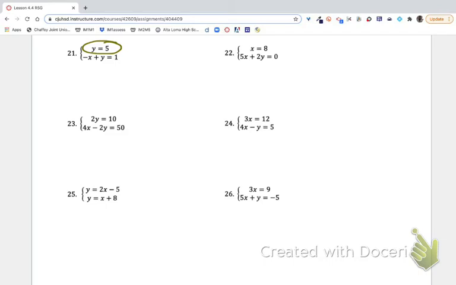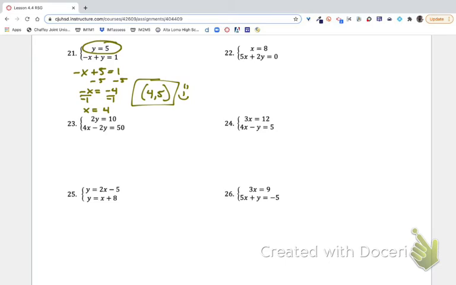Well, for number 21, y is equal to 5. So everywhere in the bottom equation I see a y, I can replace it with a 5. So it would look like this. Negative x plus 5 equals 1. Subtract 5 on both sides. Negative x equals negative 4. Divide both sides by a negative 1, and you would end up with x equals 4. So your solution would be 4, 5. Put a box around it, happy face, call it a day.